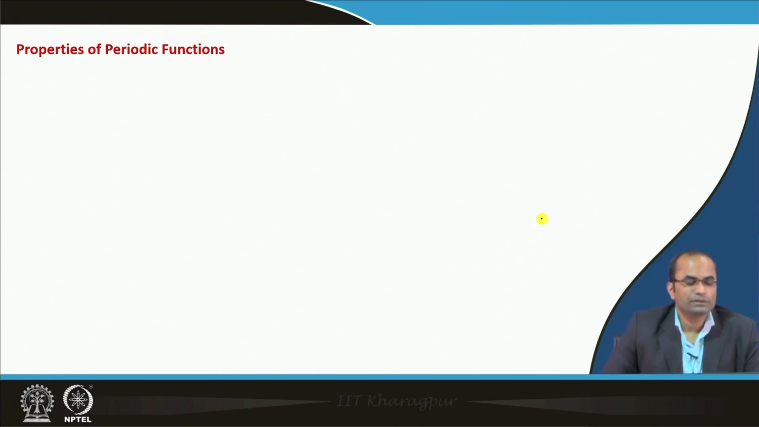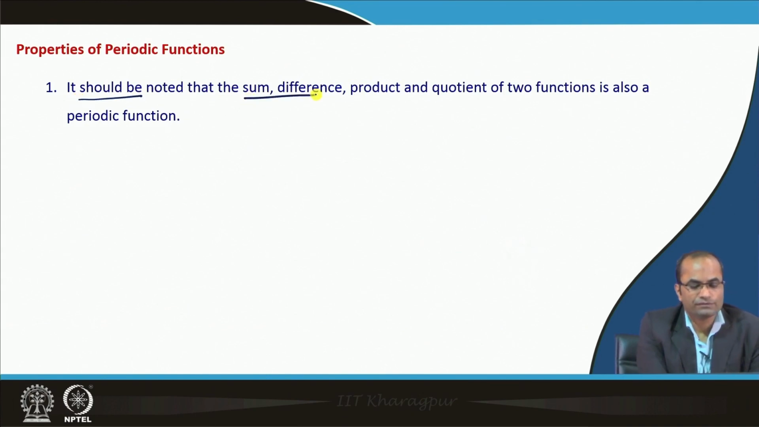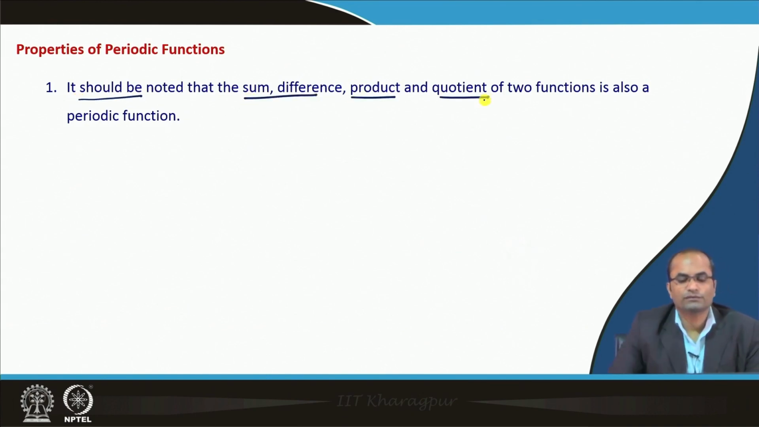So, there are some interesting properties of periodic functions, and I will list some of them here. The first one is that the sum, difference, product or quotient of two periodic functions is also periodic. If we have two functions, their sum, product, difference and quotient will also be periodic. That is a nice property we have for periodic functions.